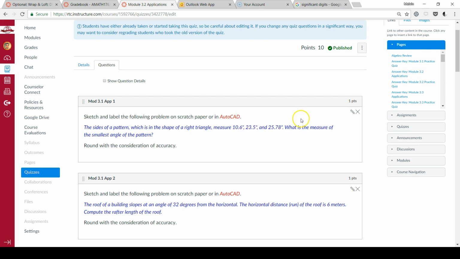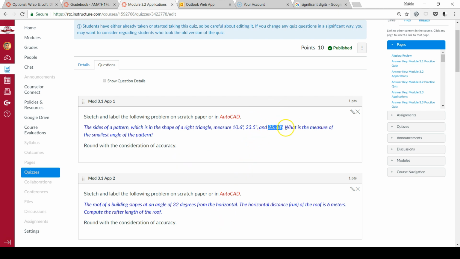Now how I'm going to decipher which side is which is by their sizes. I see that 10.6 is my smallest side, so that's going to be the smallest side of the triangle. I see that 23.5 is in the middle, and 25.78 is the largest, which means that this is going to be the hypotenuse. The hypotenuse is always the largest side. So from this I can sketch a picture out.